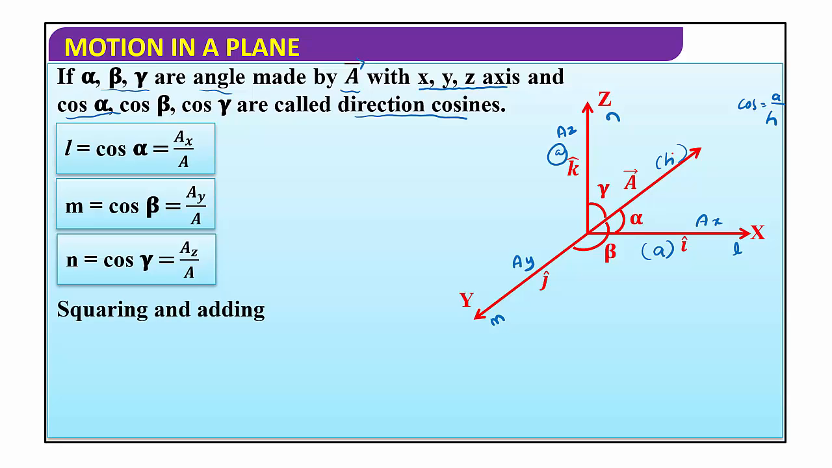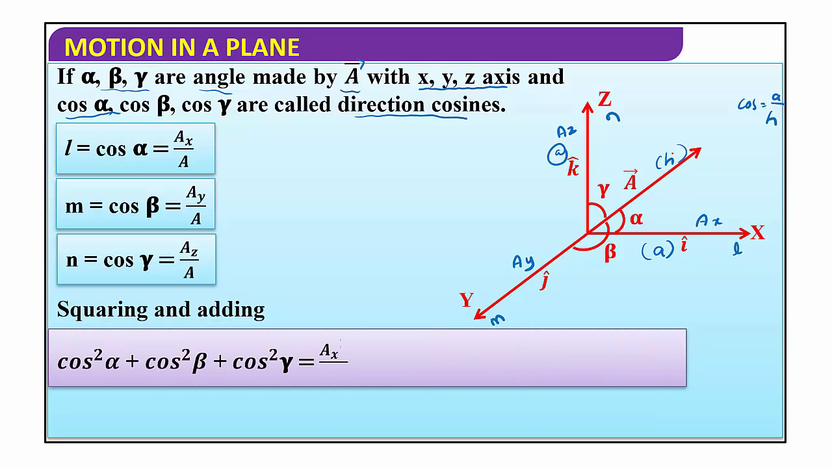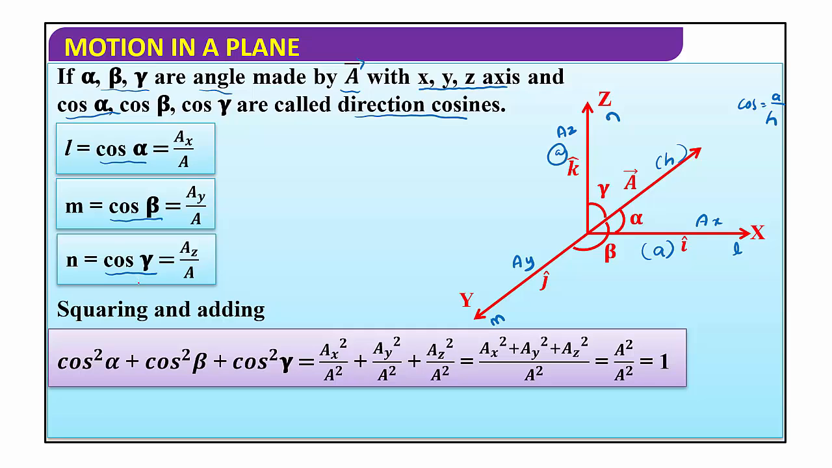Now I am going to square and add all the above equations. Observe here, squaring and adding the above equations. Squaring and adding, cos square alpha plus cos square beta plus cos square gamma is equal to AX square by A square plus AY square divided by A square plus AZ square divided by A square. Or we can take LCM A square: AX square plus AY square plus AZ square divided by A square.